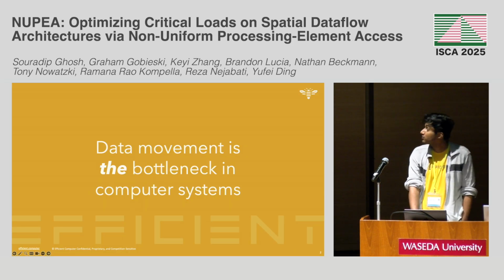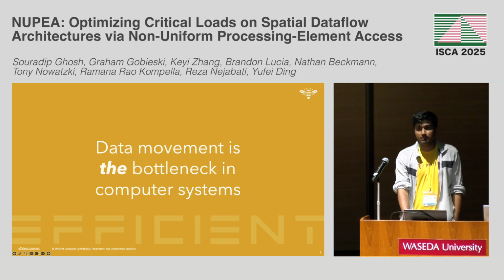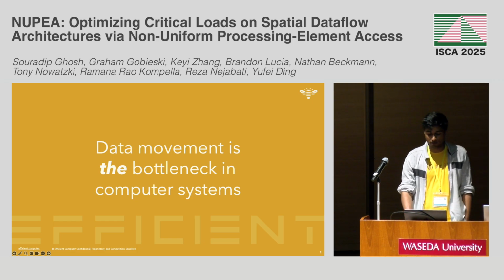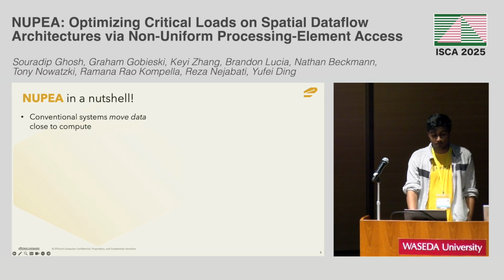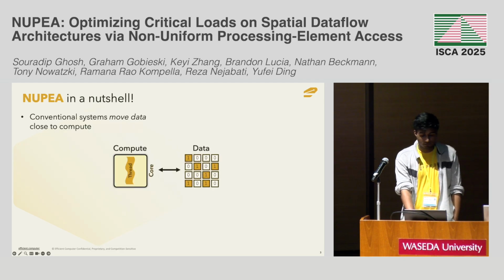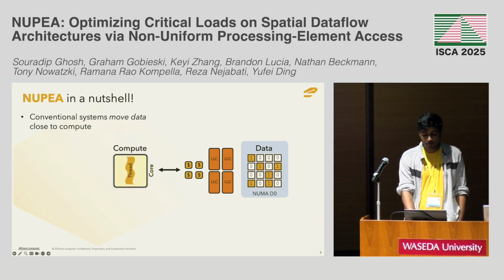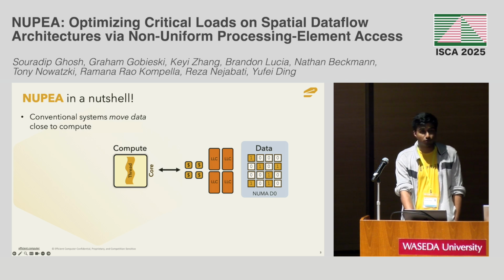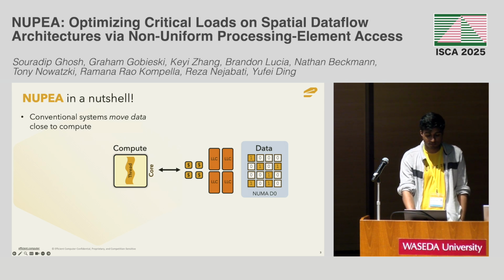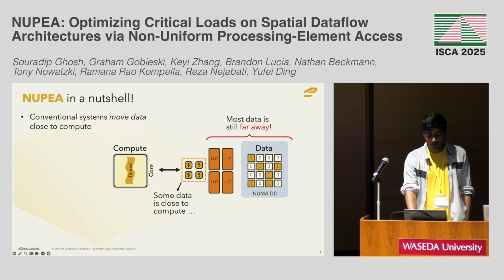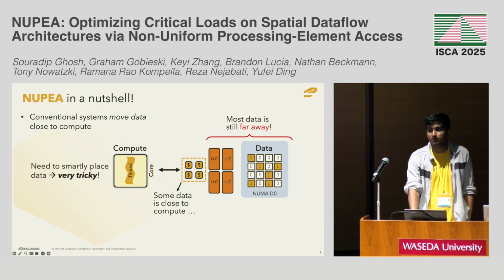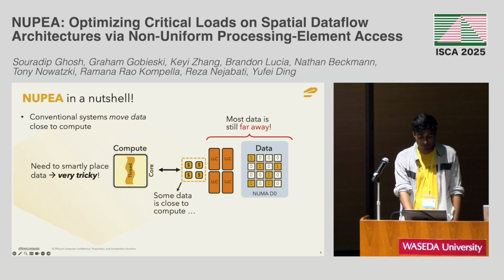All right, so let's start with an overview. Data movement is the dominant bottleneck in building scalable parallel systems today. Modern conventional systems manage data movement by moving data close to compute, usually by distributing the memory hierarchy, like with caches or with non-uniform memory access, or NUMA, architectures. This way, some data is close to compute, but most of the data is still far away. And so to take advantage of these architectures, we need to smartly place data, which is a very tricky problem.